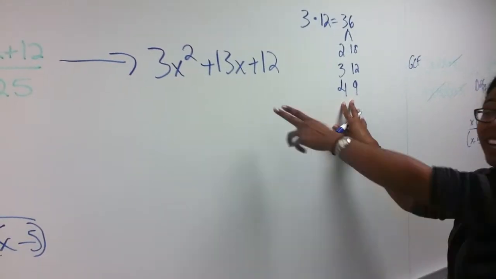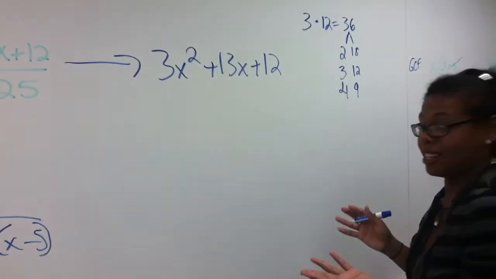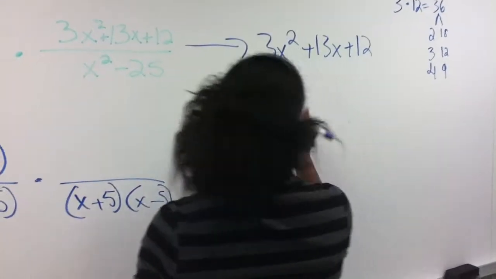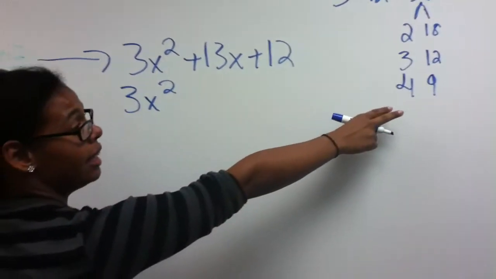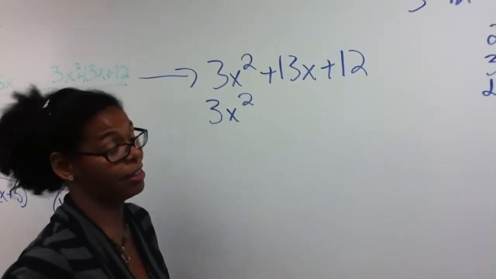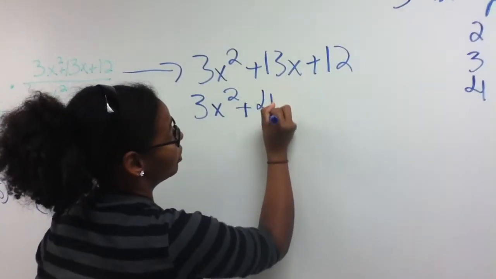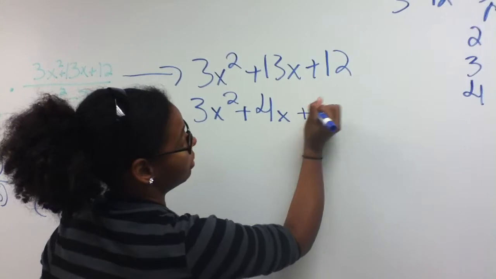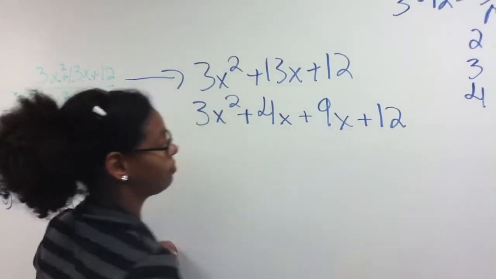So that's going to be what we add together to give us our 13 and to turn this problem into factoring by grouping. So I'm just going to rewrite this. And you can put either one of these numbers in any particular order. It will not affect the final answer of your problem. So here, let's say I put my 4 first, plus 9x plus 12.